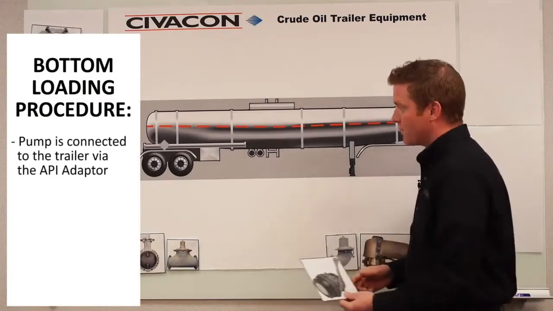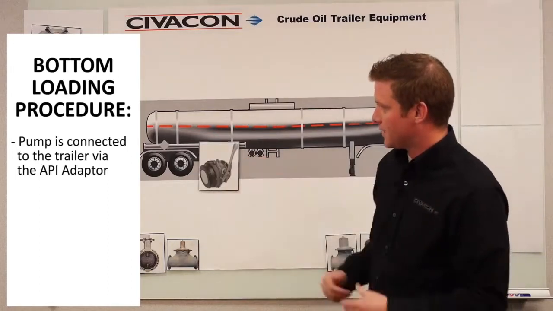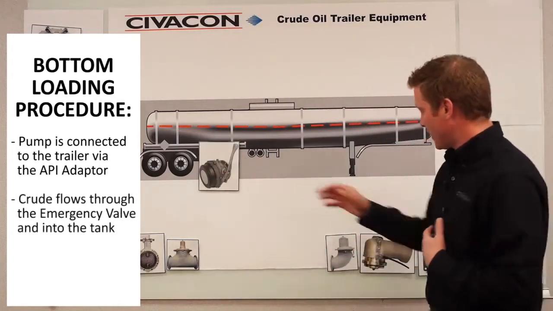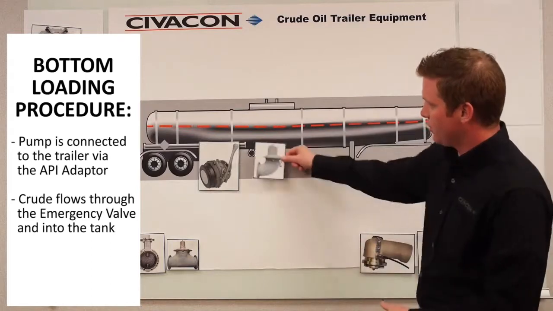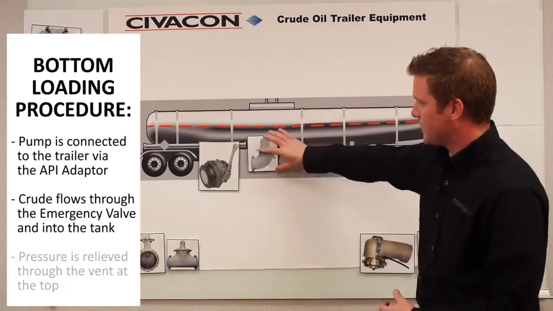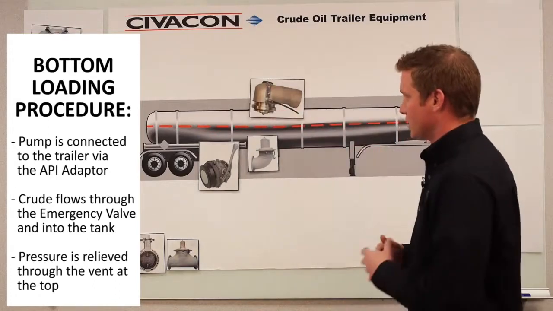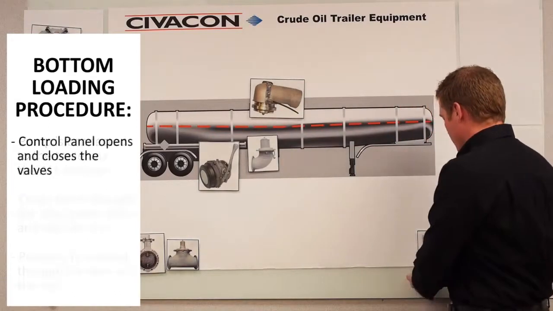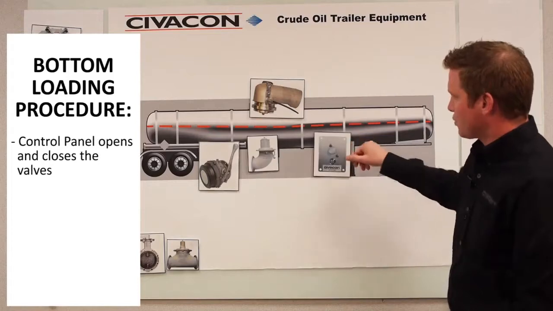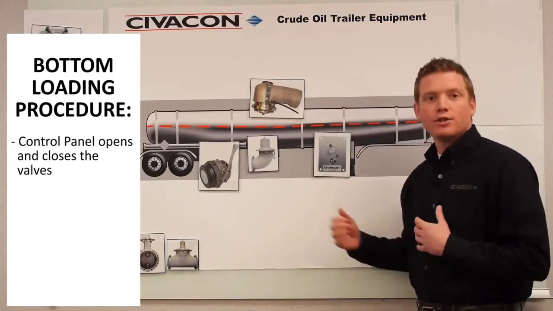Crude oil is bottom loaded typically through a pump at the API. Product then flows through the API through an internal valve mounted at the belly of the tank. And of course the vapor vent mounted on top allows the tank to exhaust as it's being loaded. You also will typically have a control panel that will open your vents and your internal valves.